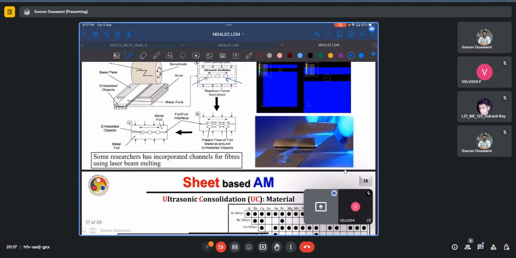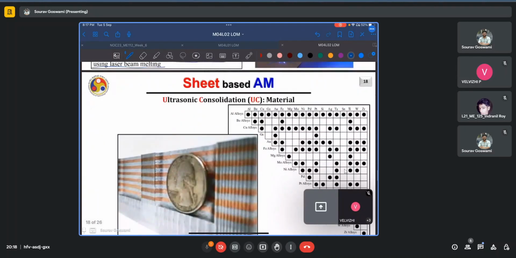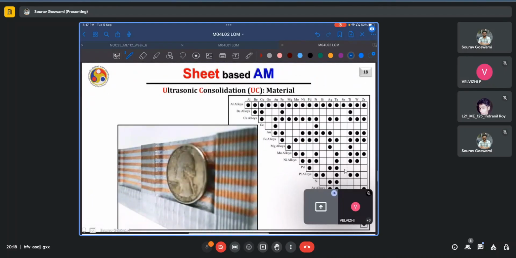And some researchers have already incorporated channels for fibers using some laser beam melting. So an additional melting step has been added to this ultrasonic consolidation process. It is suitable for bonding a large variety of materials. Here we already see a multi-material example where copper and aluminum have been bonded together.